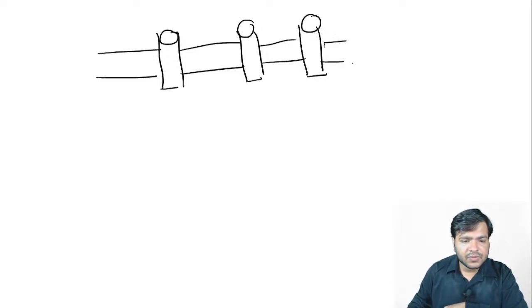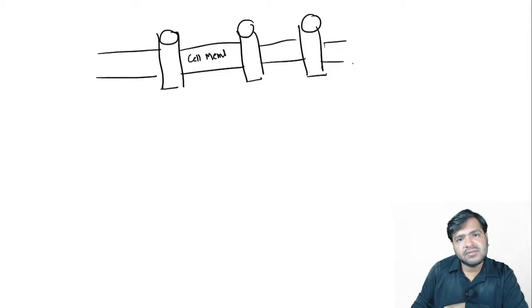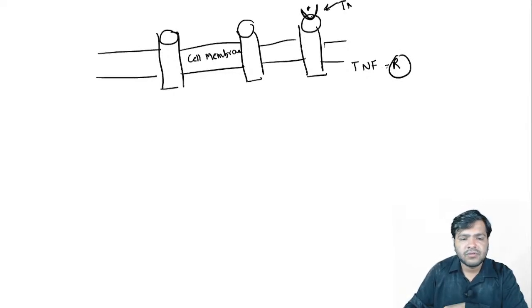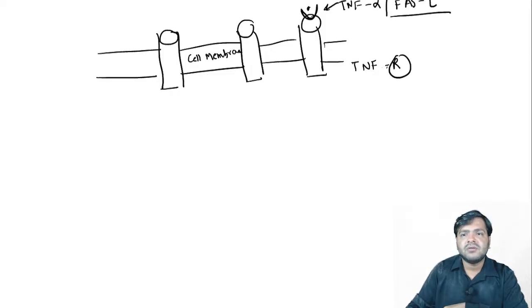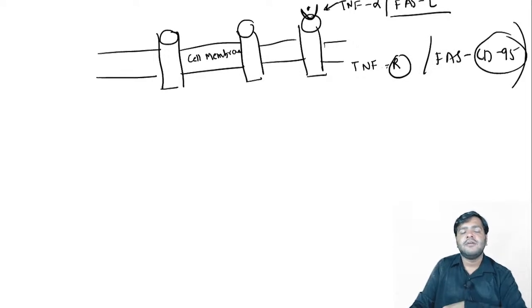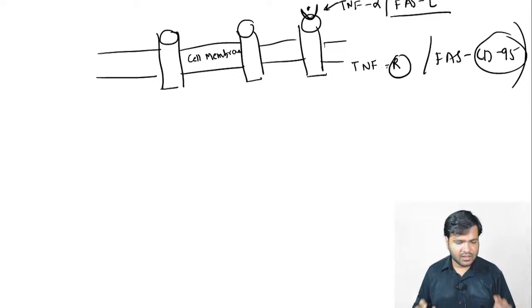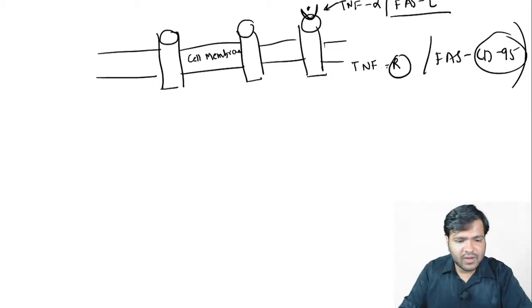Okay, and you know this is the cell membrane. This is my dear cell membrane, and it contains certain receptors. You already know these are TNF receptors. TNF alpha is coming and binding, along with the Fas ligands. We have Fas receptors, commonly known as CD95. Fas or CD95, it is the same. So this is something you guys have discussed.